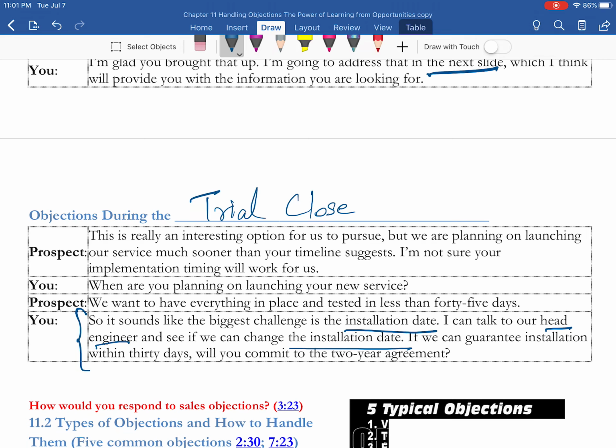So now you are proposing a new thing. You want to work with your customer according to their date. If we can guarantee installation within 30 days, will you commit to a 2-year agreement? So you are taking it much beyond what they would want. They wanted it in 45 days and you are saying we will try to do it in 30 days. And this is how you respond when the objection came about while you are trying to close.